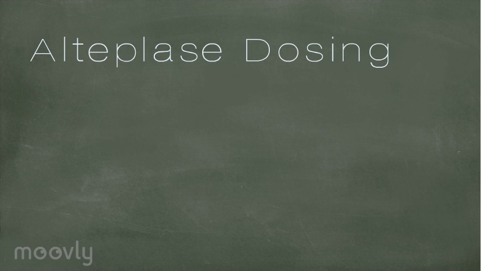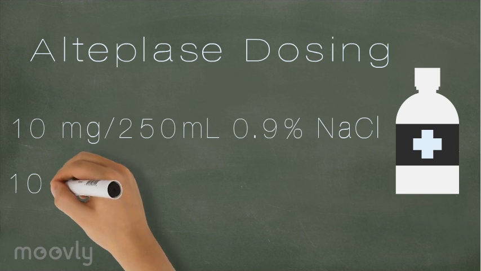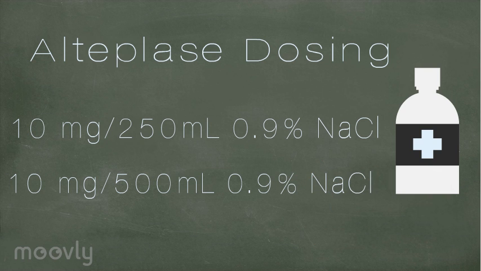There are 2 concentrations of tPA available for vascular thrombolytic therapy. 10 mg of alteplase should be mixed in either 250 or 500 cc's of normal saline. Several infusion rates are available in the care set at the physician's discretion.